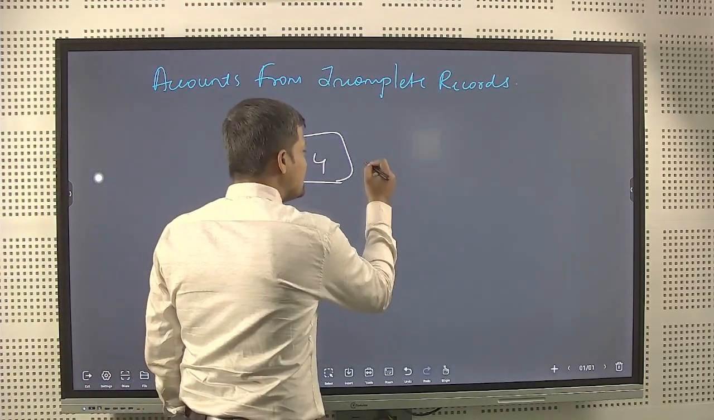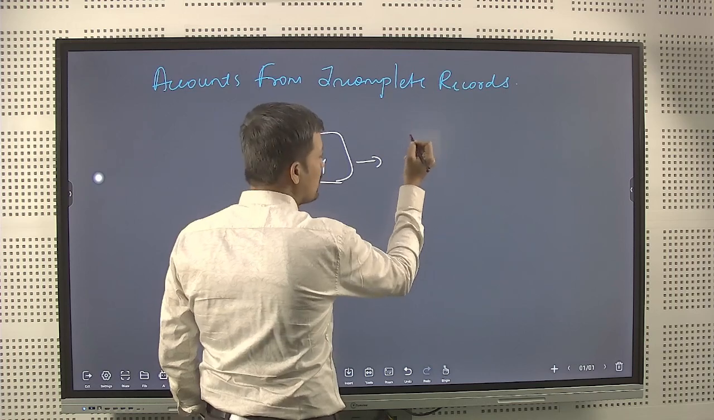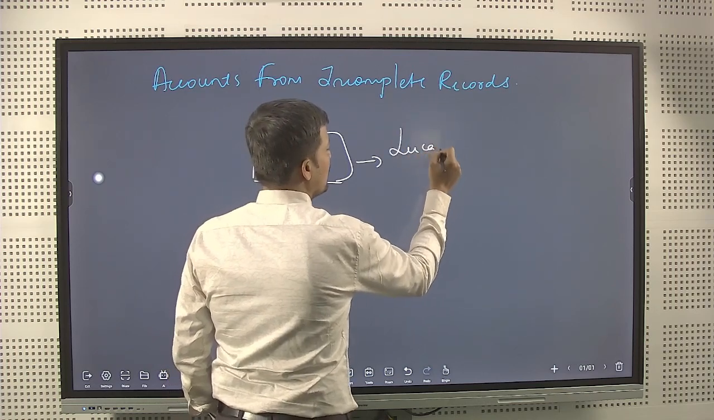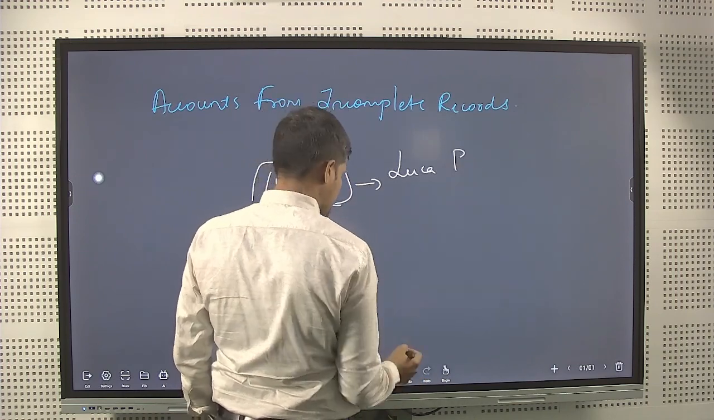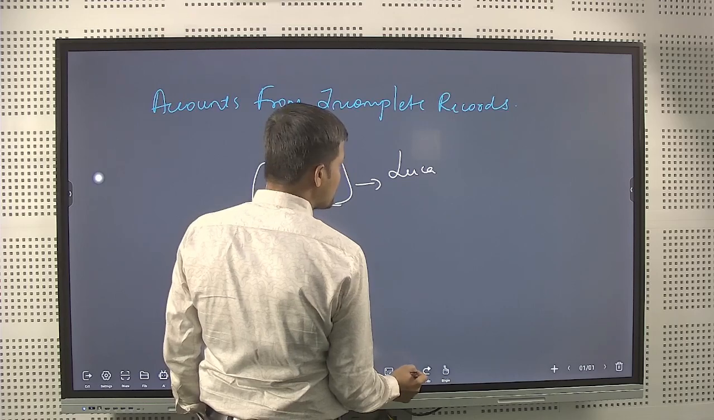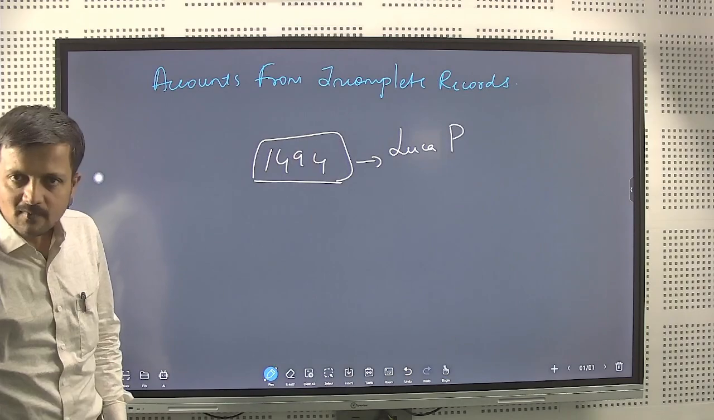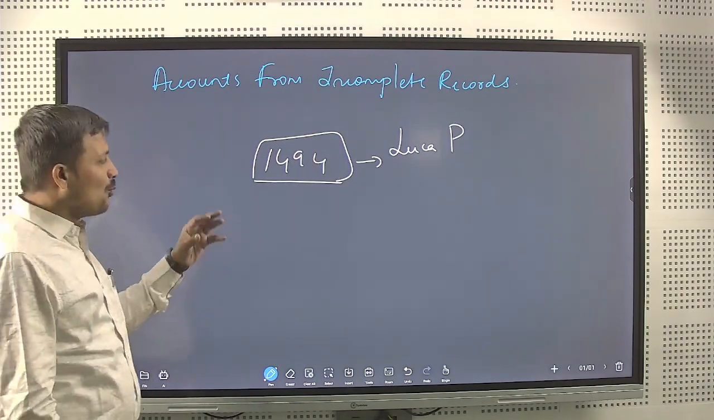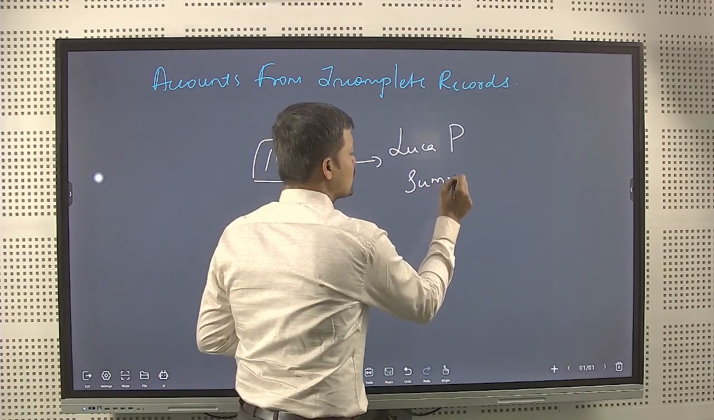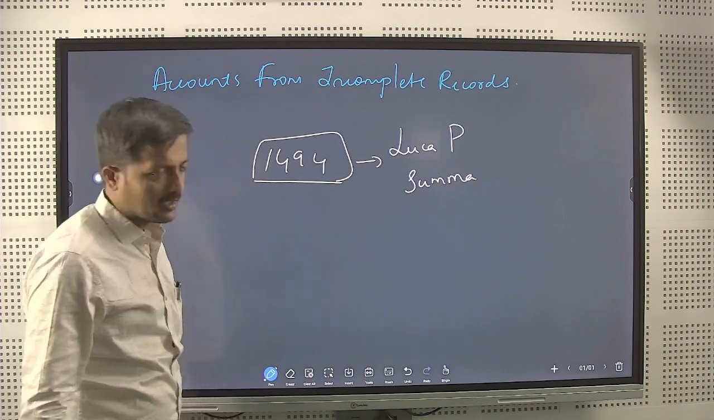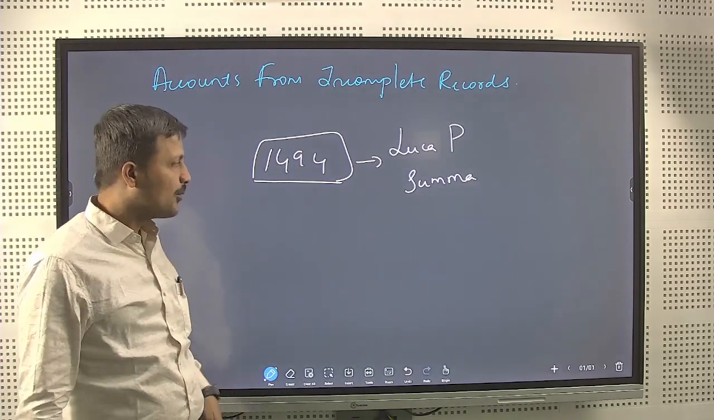1494 is the year when the father of accounting, Luca Pacioli, wrote the first book on accounting. That we need to remember. Right? And we also remember the name of the book, Summa. Summa de Arithmetica, Geometria, a very big name.